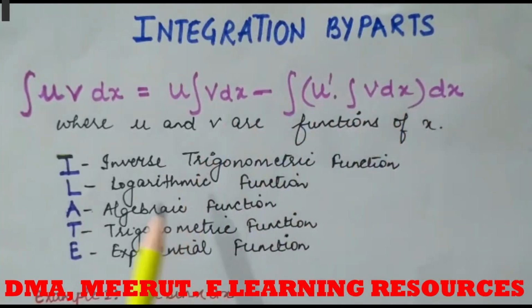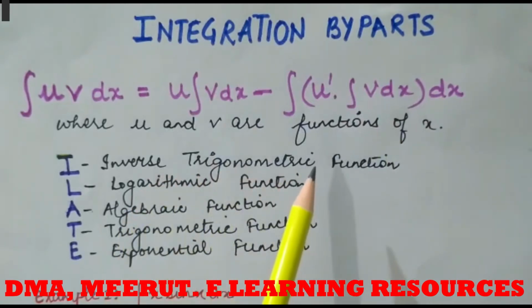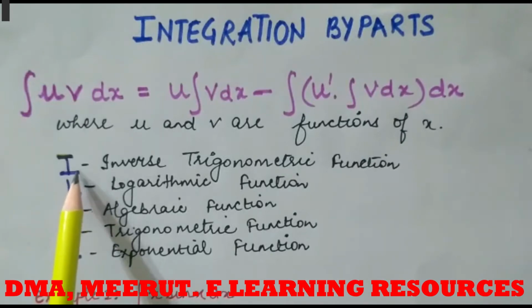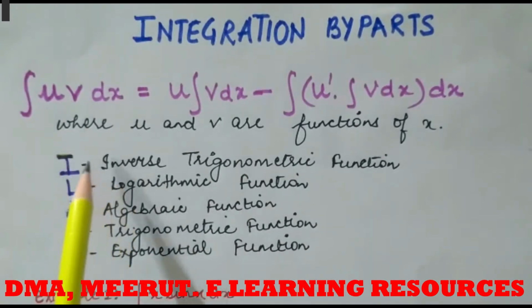Now how do we decide which is the first and which is the second function? We have ISATE. I represents inverse trigonometric function, L logarithmic function, A algebraic function, T trigonometric function, and E is the exponential function. All functions are considered as first and second function in the order of ISATE.